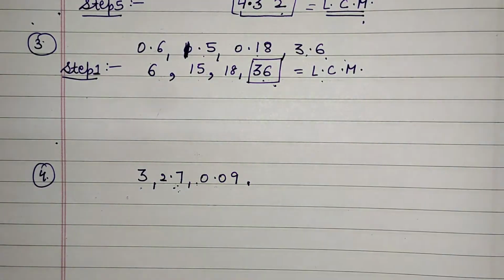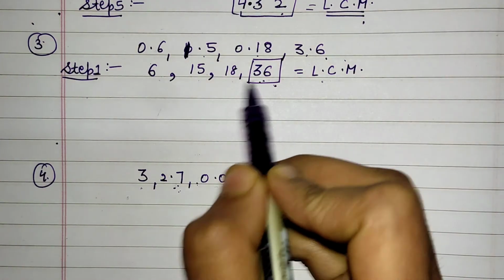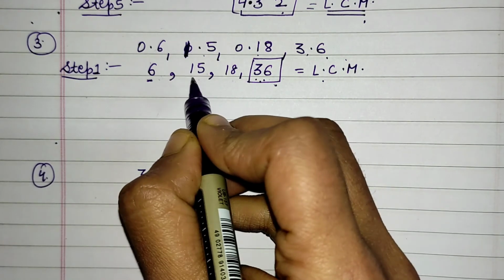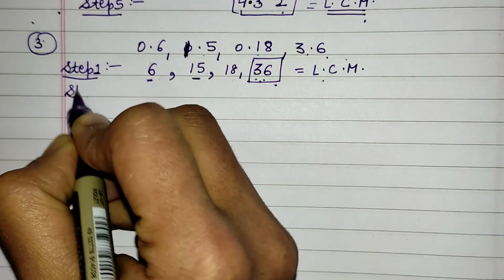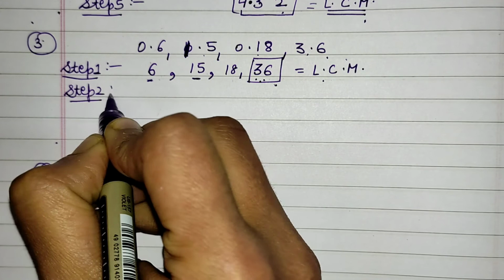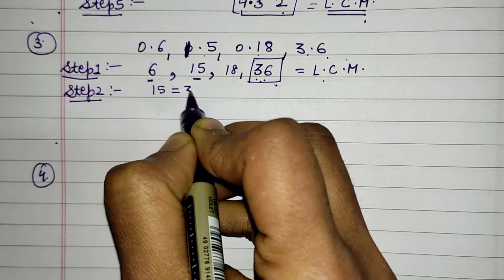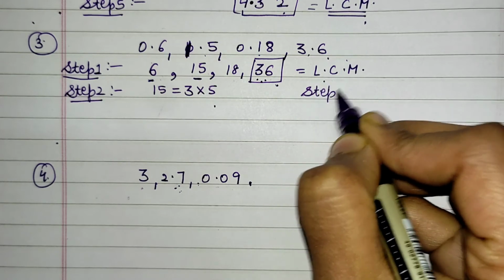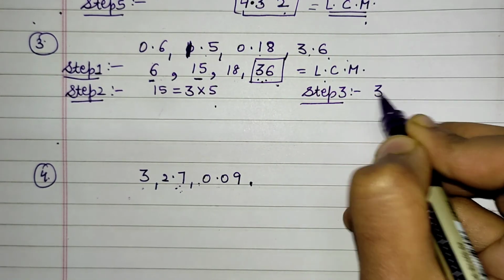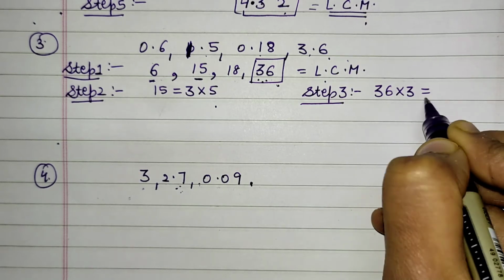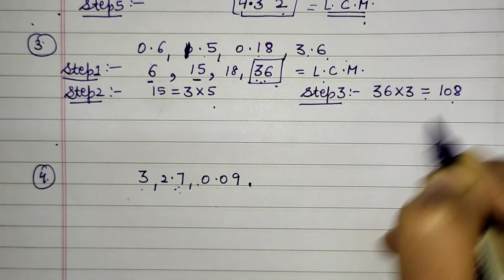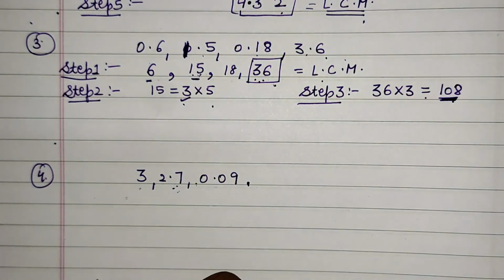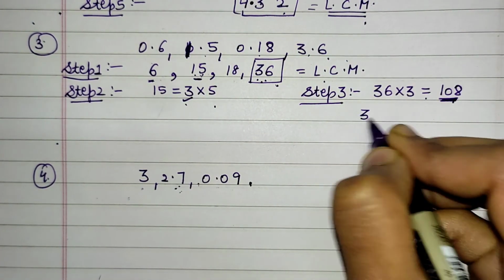My bigger number is my LCM. So check that 36 is divisible by 6. Yes, it is divisible, but 36 is not divisible by 15. So I will write down the factors of 15, which is 3 into 5. Then in step number 3, I will multiply 36 one by one with each of my factors. 36 into 3 is 108. Is 108 divisible by 15? No, you know it very well.